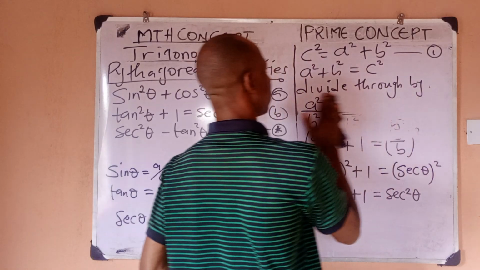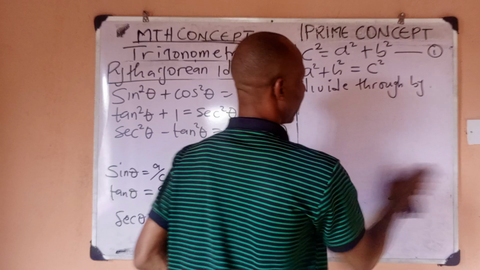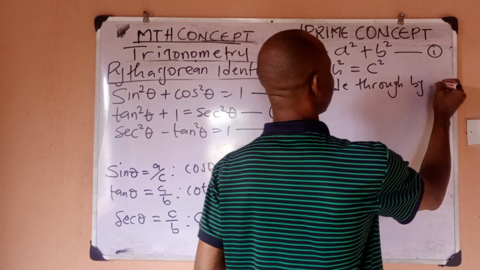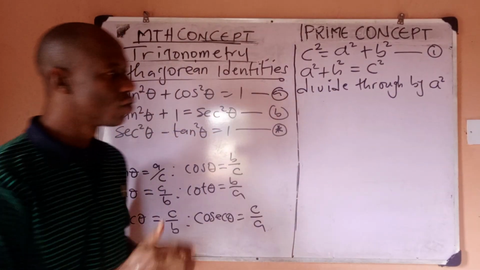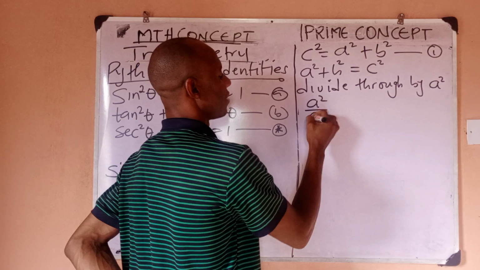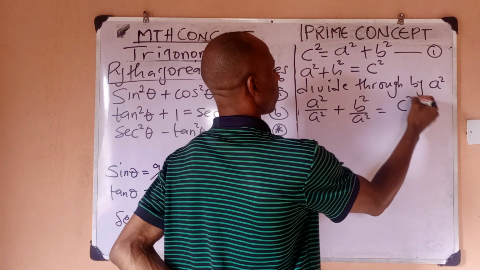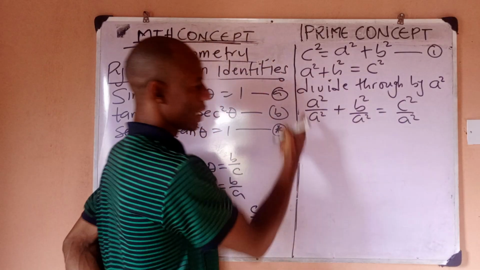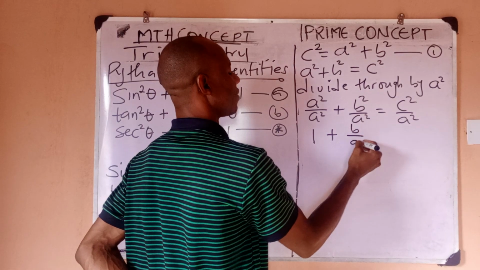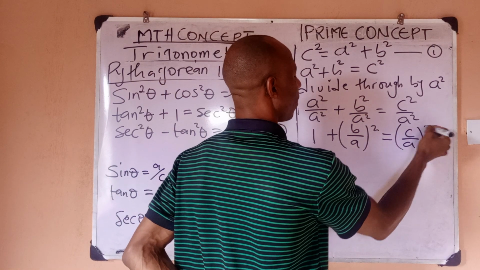For the last part, I'm going to divide all through by what? You are very correct. I'll divide all through by a². So to do this, we would simply have a² divided by a² plus b² divided by a² equals c² divided by a². Now a² by a² is going to give us what? 1 plus (b over a) all squared equals (c over a) all squared.